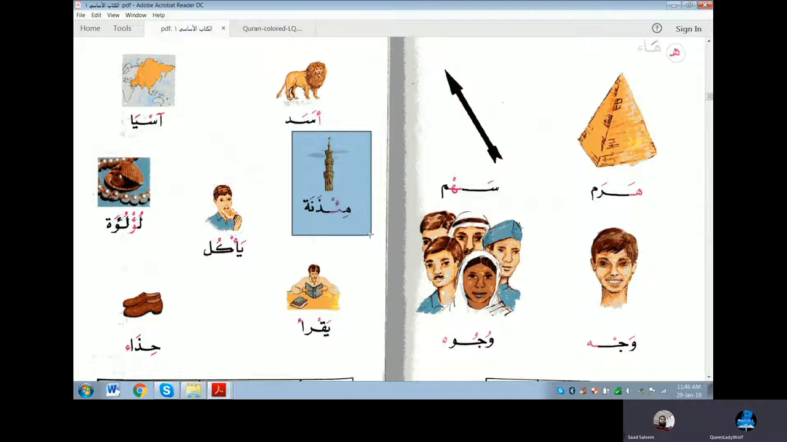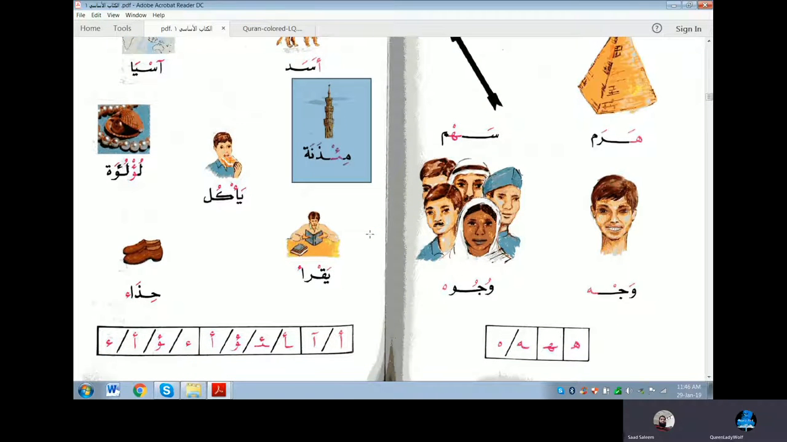Mizana. Mizana means minaret. In English, M-I-N-A-R-E-T, minaret. It is made on the top of religious buildings, a kind of pillar.